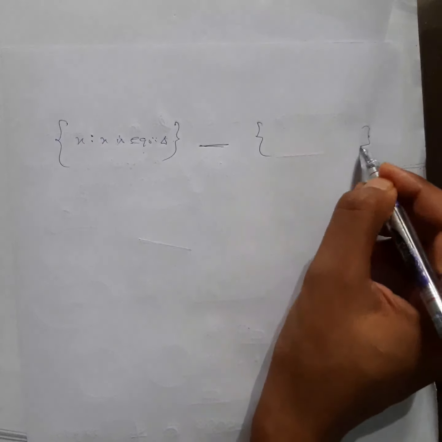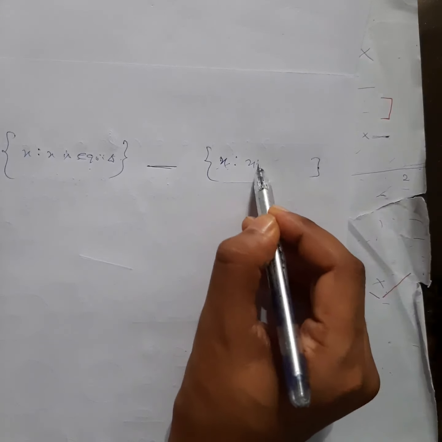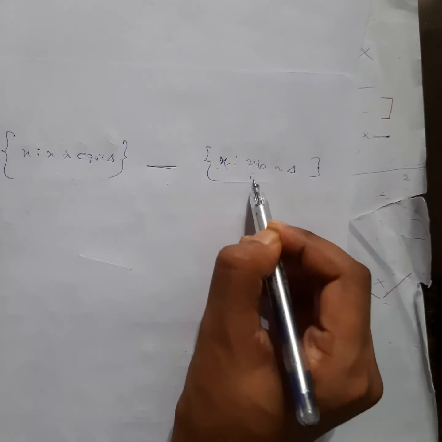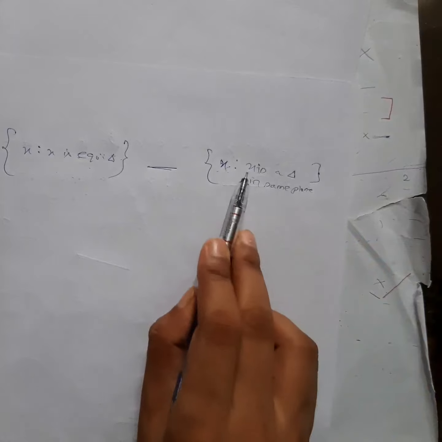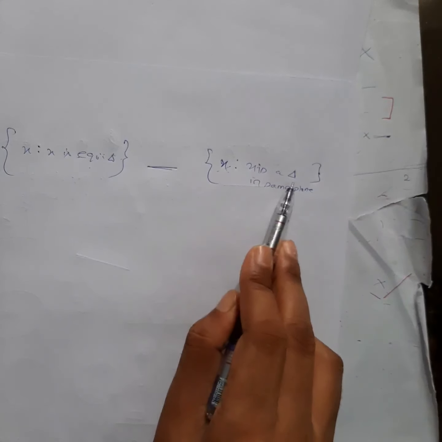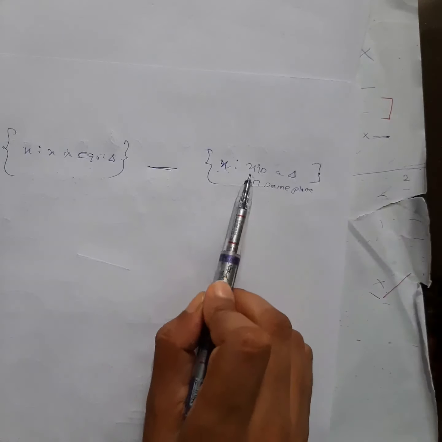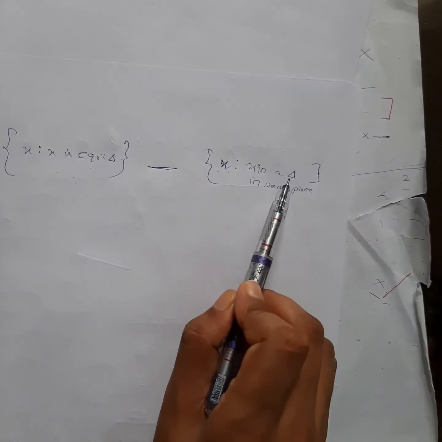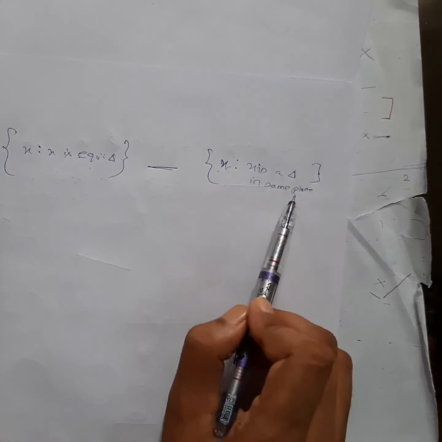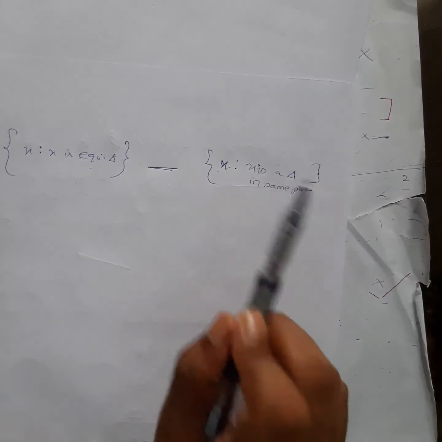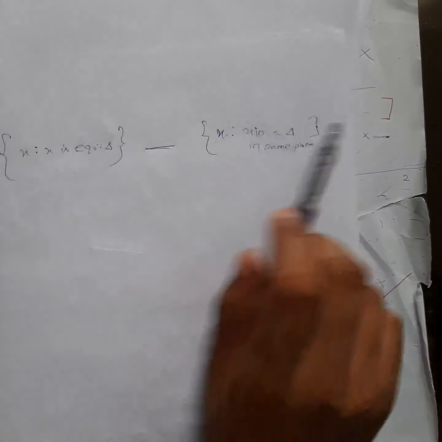So in this set, the elements are X. What is X? X is a triangle in the same plane. Now in the same plane, triangle means what? They didn't mention what size or what kind of triangle, so we understand that this is a collection of all kinds of triangles. So in this set all kinds of triangles, equilateral, isosceles, right angle triangle, scalene triangle, all triangles will be the collection here. Okay.